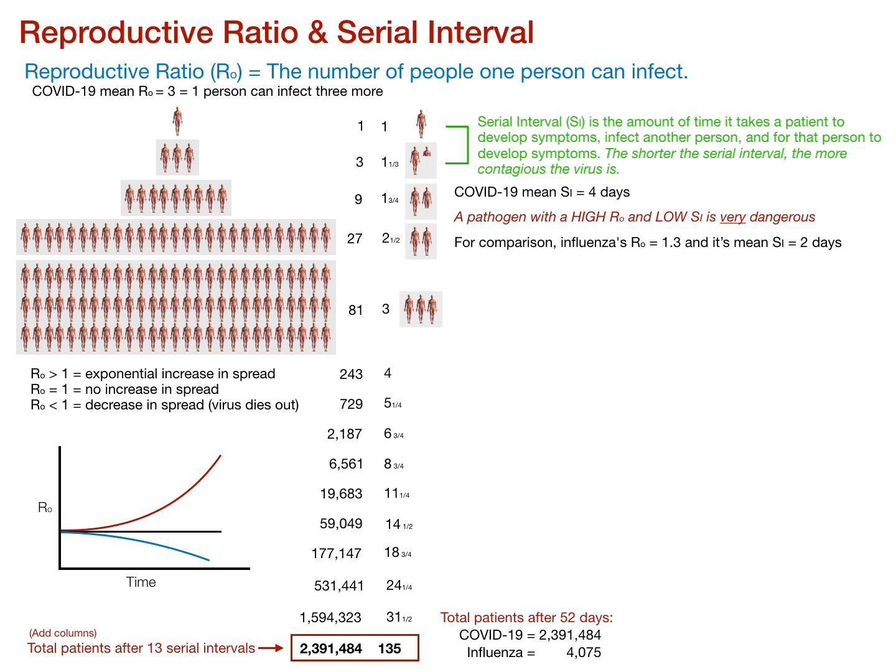Over 13 serial intervals, the total number of patients after 52 days, that's 13 times 4, gives us 52. So for COVID-19, the total number of patients is 2,391,484. And for influenza, because we need to carry that out since the serial interval is much shorter than COVID-19, when we do the math, it comes out to about 4,075 patients after 52 days.